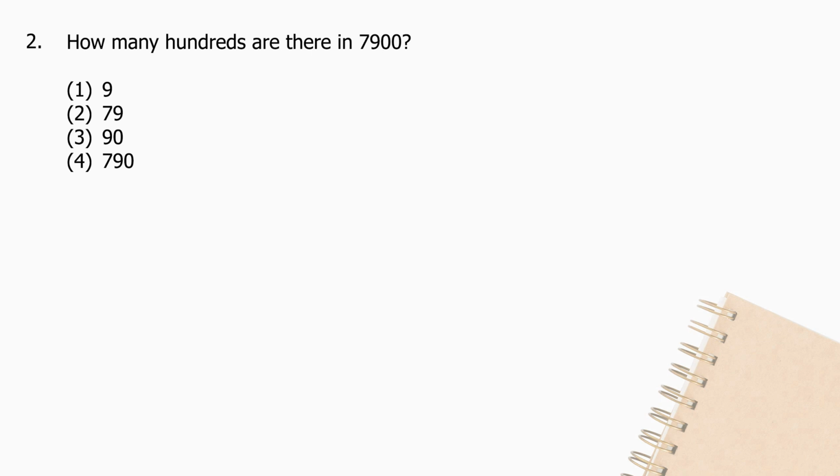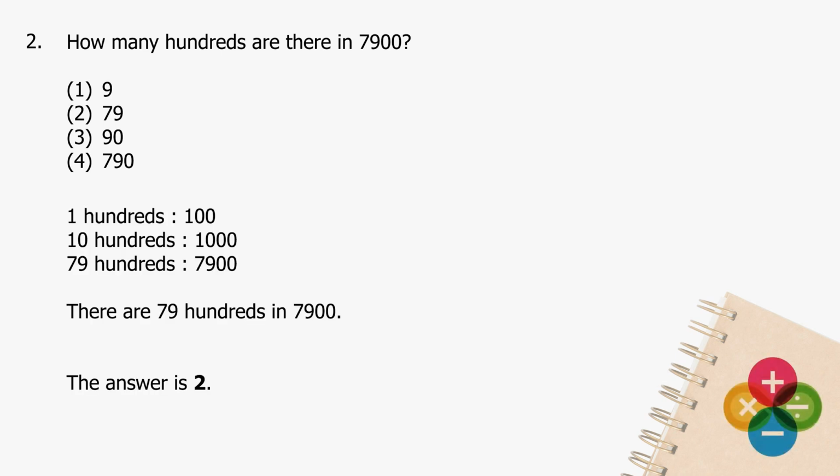Question 2. How many hundreds are there in 7,900? 1 hundred is equal to 100. 10 hundreds is equal to 1,000. 79 hundreds is equal to 7,900. There are 79 hundreds in 7,900. The answer is 2.